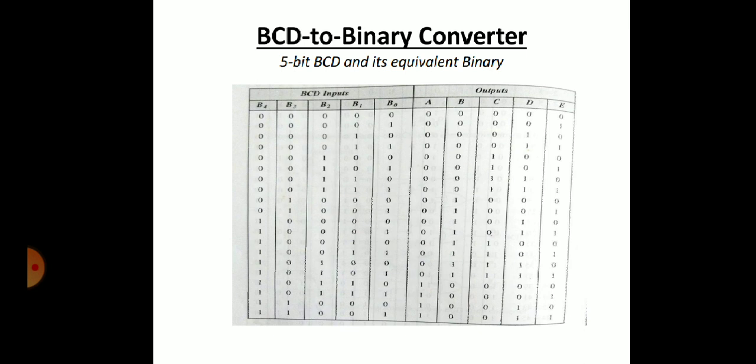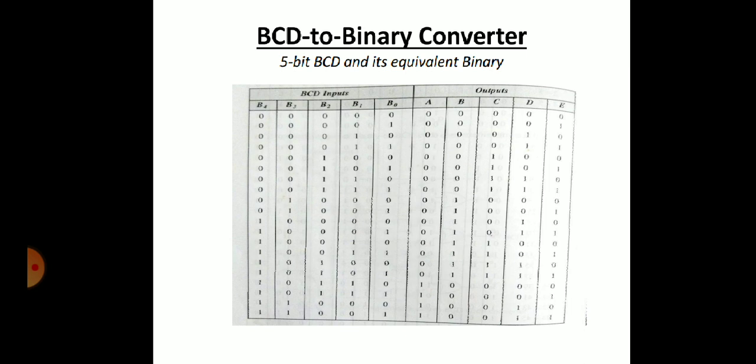So for representation in binary, what will be the equivalent representation using 5 bits? 1 0 0 1 1. Because E represents 2 to the power 0, D represents 2 to the power 1, C represents 2 to the power 2, B represents 2 cubed, A represents 2 to the power 4. So for representation of 19, what will be the result? 1 0 0 1 1.